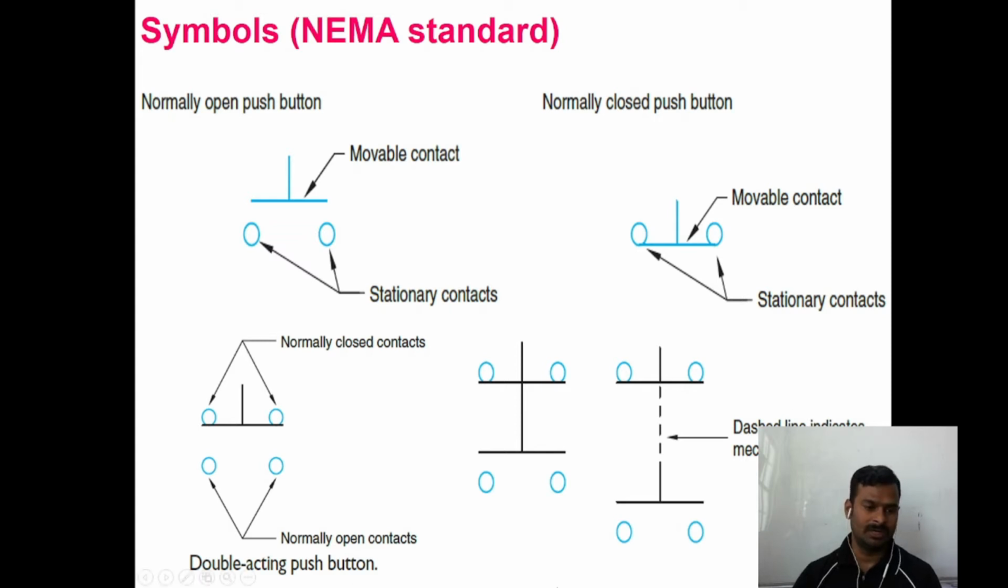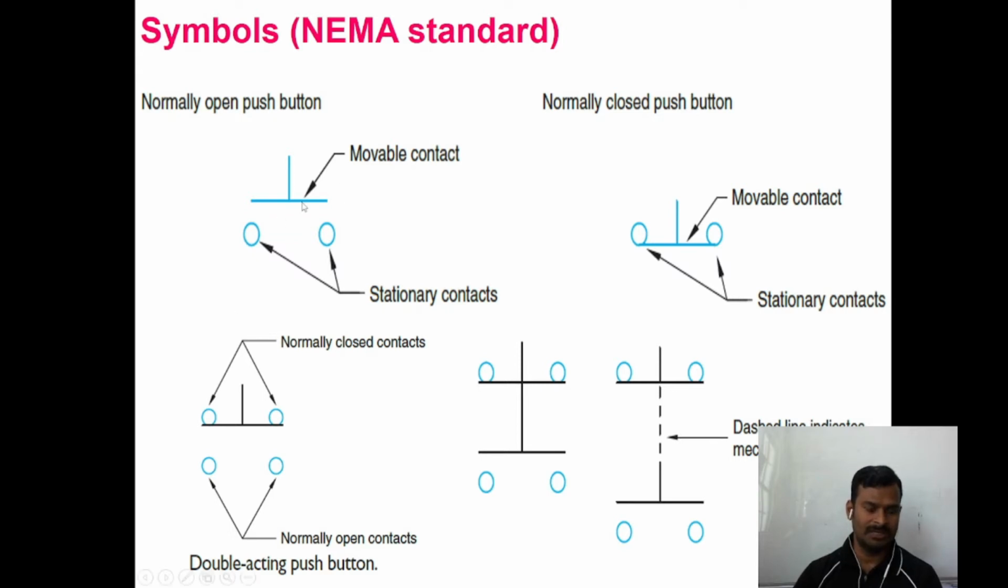The second one which you are seeing here has both NO contacts as well as NC contacts. So what is a NO contact? Without operating or pressing the switch, normally the contacts are either in open condition or in closed condition. Electrically these two contacts are isolated or connected. Based on that we can say it is normally closed or normally open contacts. When you operate it, the switch position changes.